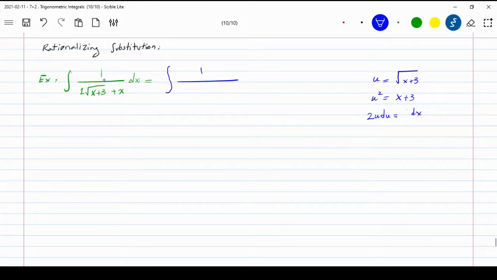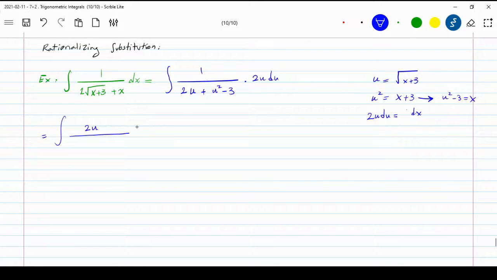What does this equation simplify to? I would have 2, instead of square root of x plus 3, I have u. Instead of x, I don't know what x is. I can solve for it through this equation. It is u squared minus 3. This is exactly the same as x. So I will have u squared minus 3. And instead of dx, what do I have? I have 2u du. So I simplify this integral to something that doesn't contain square roots.